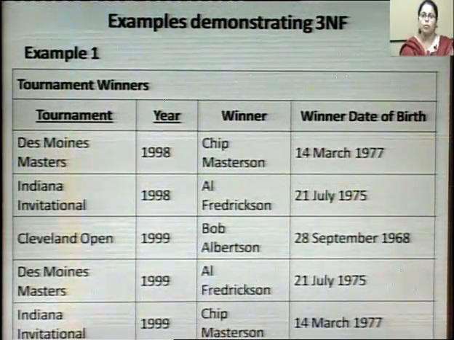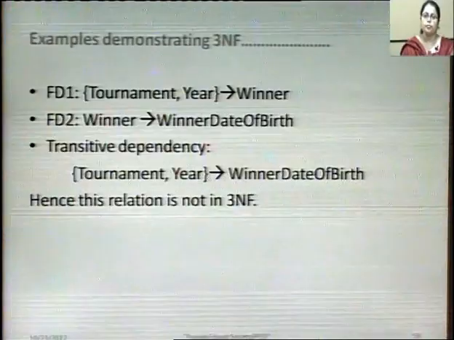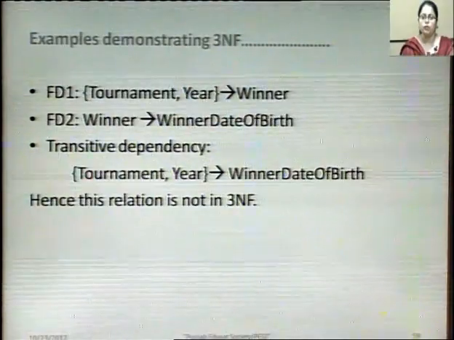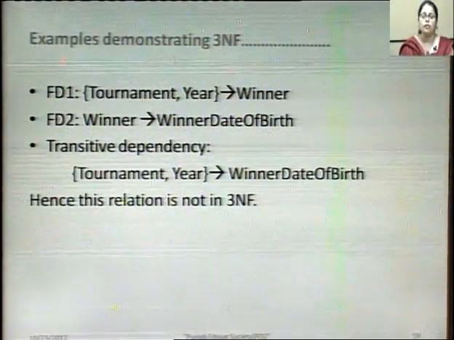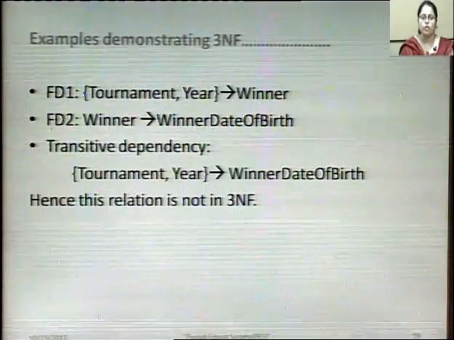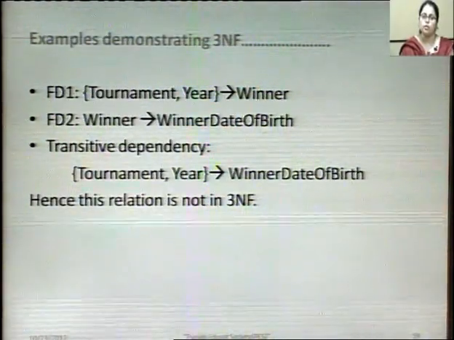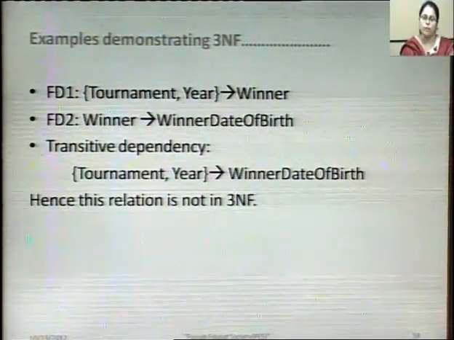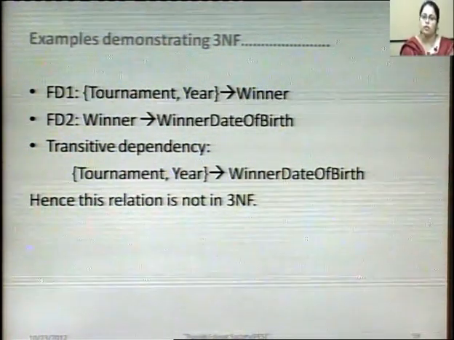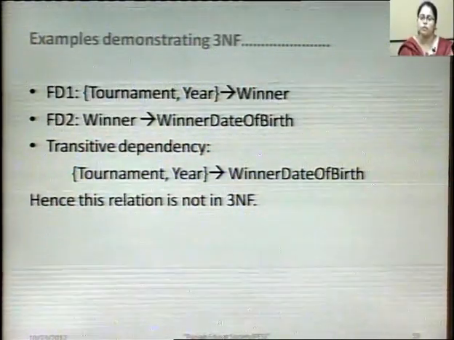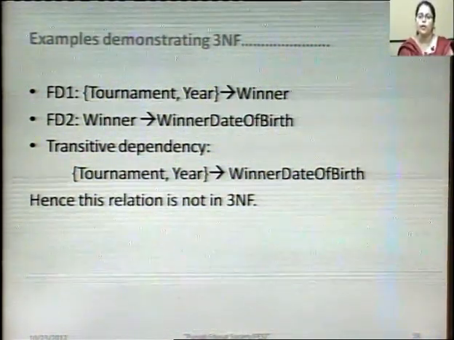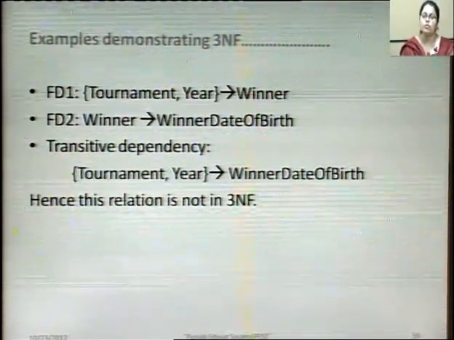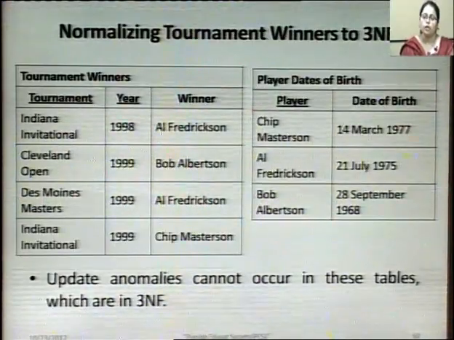Consider again the example of tournament winners. The functional dependencies that hold here are tournament and year. We have discussed this example earlier, that there is a transitive dependency, functional dependency 1 and functional dependency 2. By applying the transitive rule on these two dependencies, we infer a transitive dependency, that is, tournament and year functionally determines the value of winner date of birth. Hence, there is a transitive dependency in this relation, therefore this relation is not in third normal form.